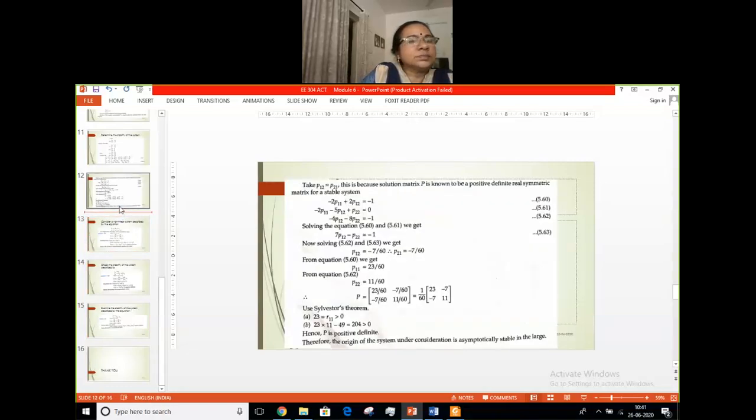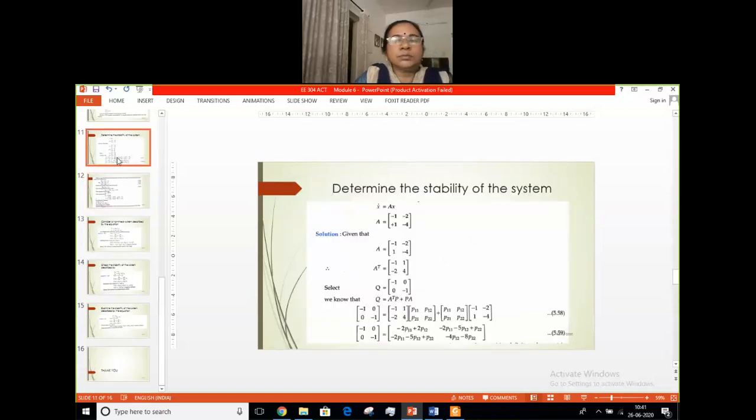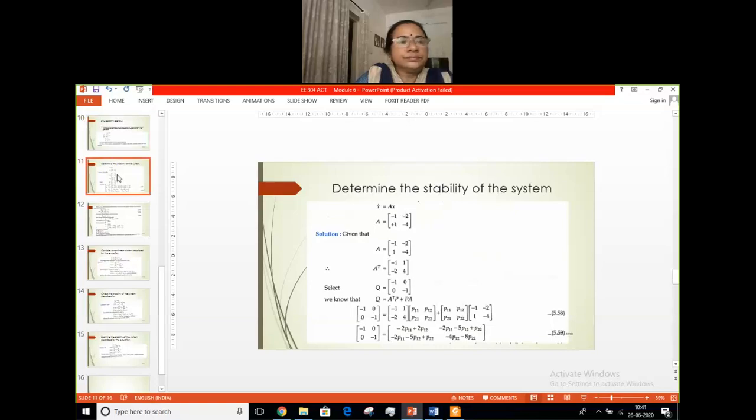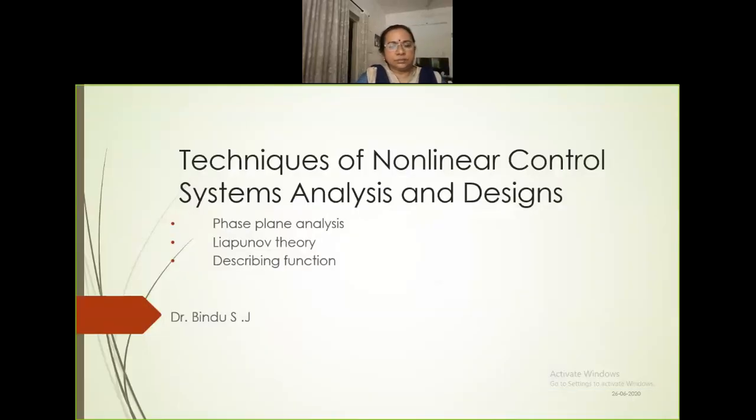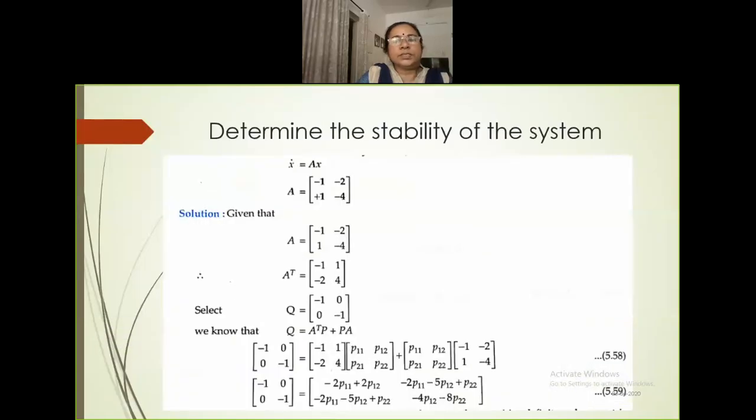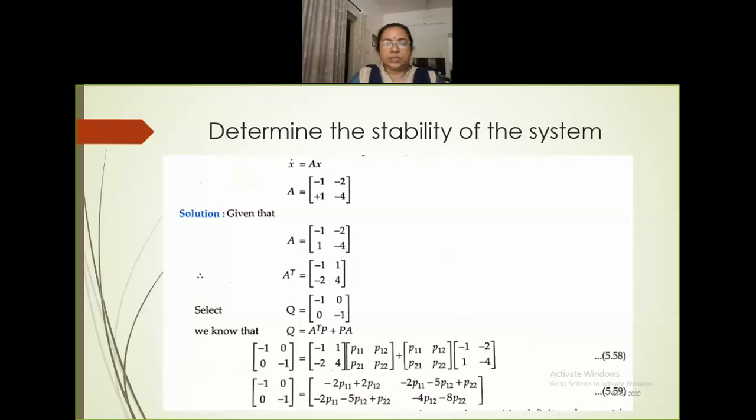We have not done this problem. Okay, this is one important thing. Now copy this question. Everybody copy this question. Very important. We'll do this one step by step. Determine the stability of the system x dash is equal to Ax, where A is equal to 1 minus 2, 1 minus 4, using Lyapunov stability theorem.